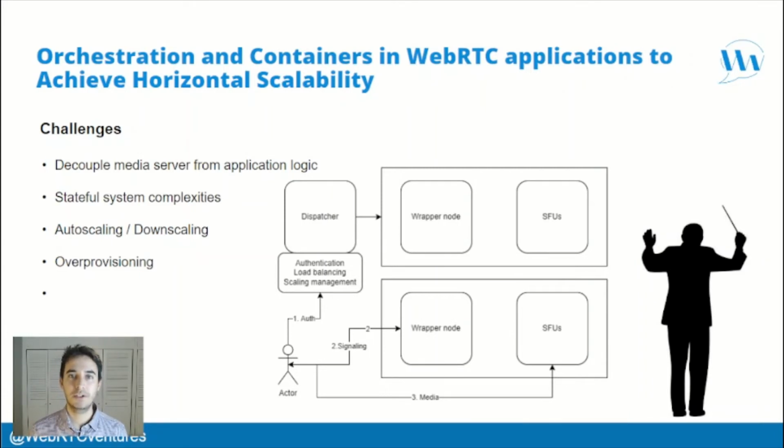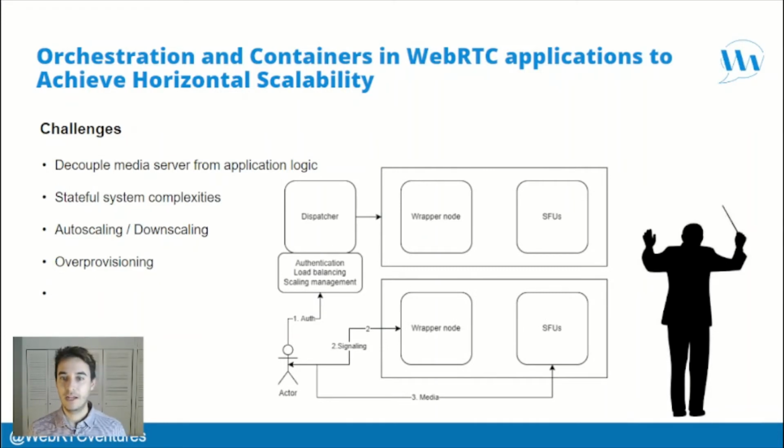One proposed architecture could look like this one in this slide, where we would have initially the actor, which is the web user, just initially authenticating with a dispatcher. This dispatcher could be just a REST API if you want, and would be also in charge of maybe scaling the different pods or nodes that we have, and also would be able to redirect us to the right media server.